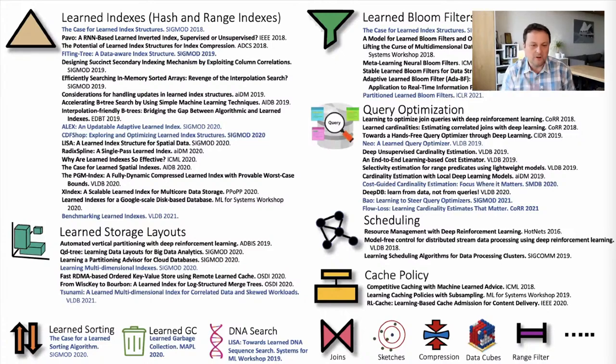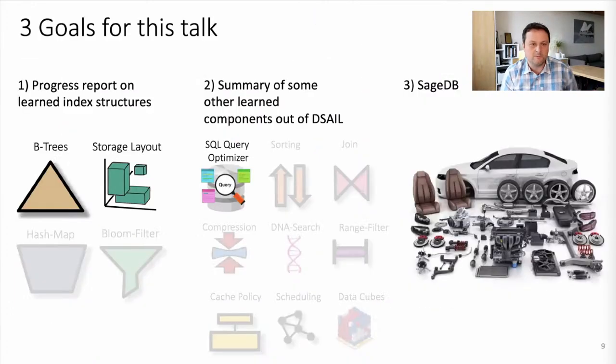Okay, so overall, this area is very, very active right now. Here is a bunch of recent works in the space, but only some of the components I'm going to talk about today. Unfortunately, I don't have time to cover all of that. Instead, my goal for this talk is to focus on a few sub pieces. On one hand, I would love to give a quick progress report on some of the work we are doing around learned index structures, and where the state of the art currently is and what's still missing.